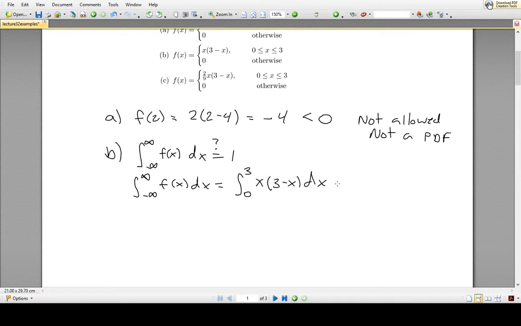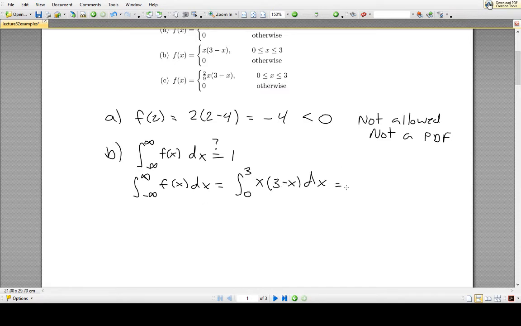The reason you can say that these two things are equal is because everywhere that is not between 0 and 3 is just 0. So that doesn't contribute to the integral at all. So our integral from negative infinity to infinity actually does just end up being only the integral from 0 to 3 of this function here.